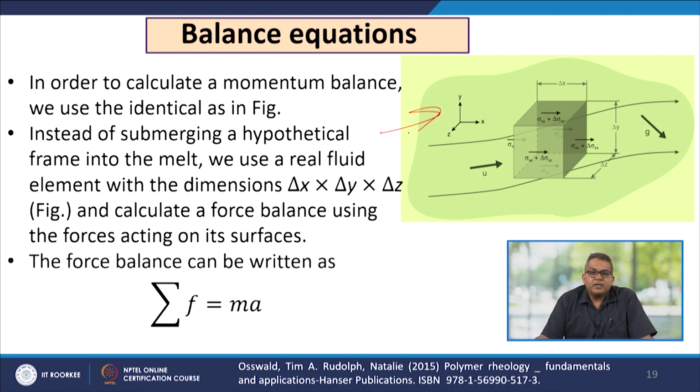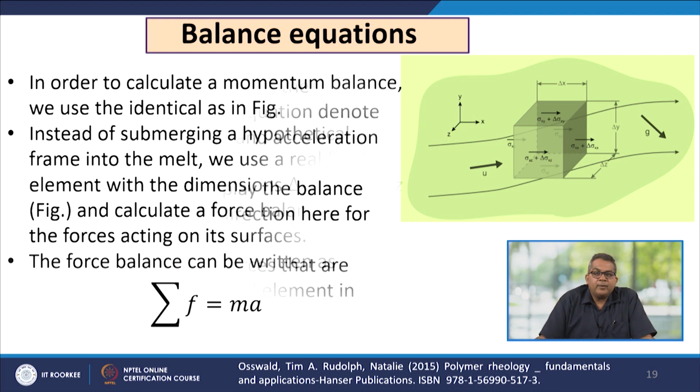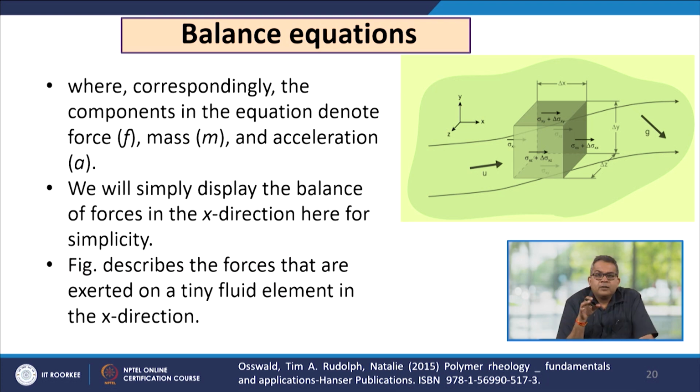Now, instead of submerging a hypothetical frame into the melt, we use a real fluid element with the dimensions of delta x into delta y into delta z and calculate a force balance using the forces acting on its surface. The force balance can be written as summation of forces equal to ma, where the components denote the force F, mass m and acceleration a. We will simply display the balance of forces in the x direction here for simplicity.